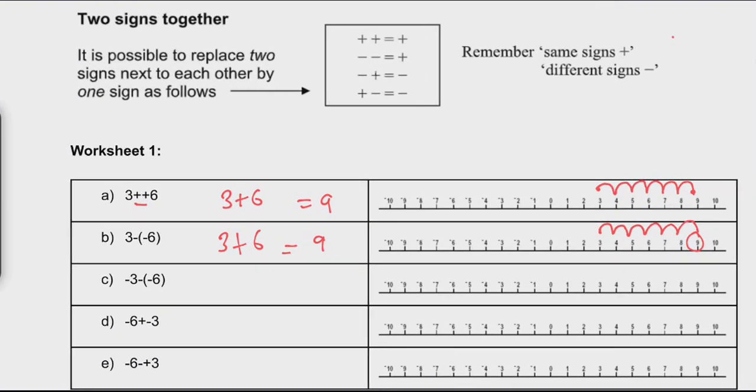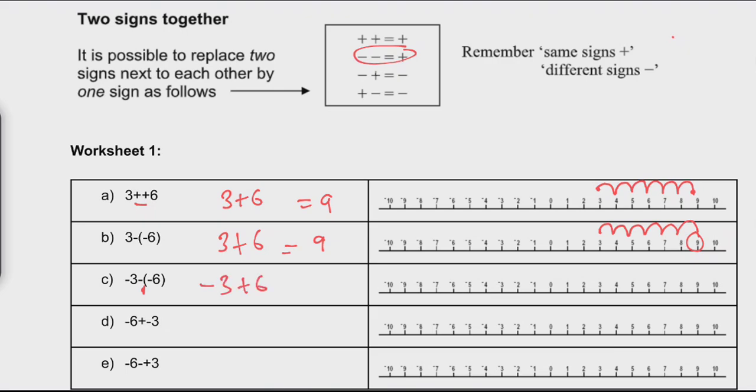Here we have minus 3 minus minus 6. Okay, so we've got quite a lot of signs going on here. So we'll first want to identify where are two signs next to each other. That is in the middle of these two numbers. So minus 3 minus minus 6. How can we transform that? We can transform it into a plus. So we can change this into minus 3 plus 6.